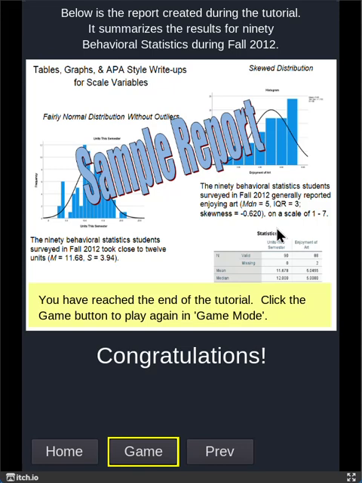So we used SPSS to do the analysis. We got our statistics. The statistics helped us to determine whether the distribution was fairly normal or skewed, with or without an outlier. Then we evaluated the normality, and then we wrote it up. So let's go into game mode now.